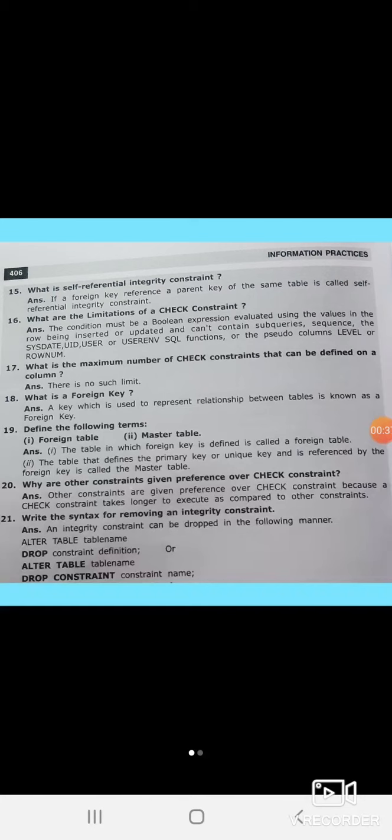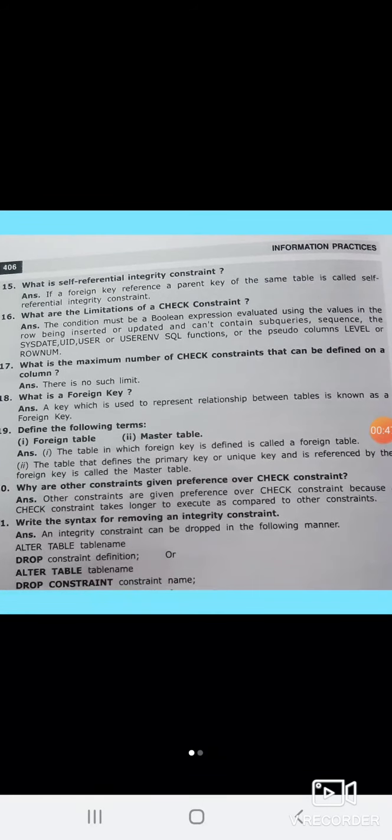So what is self-referential integrity constraint? Answer: if a foreign key references a parent key of the same table, it is called self-referential integrity constraint. Question 16: what are the limitations of a check constraint?